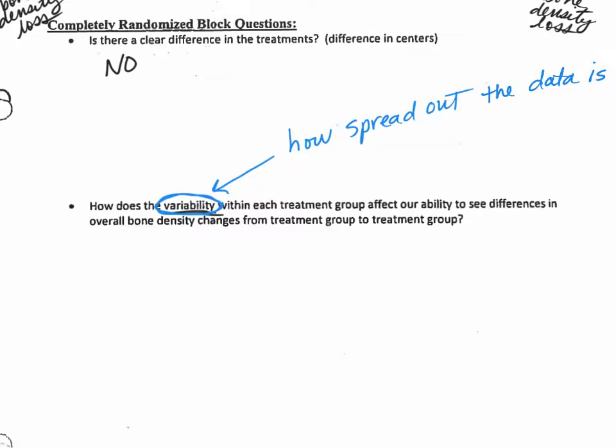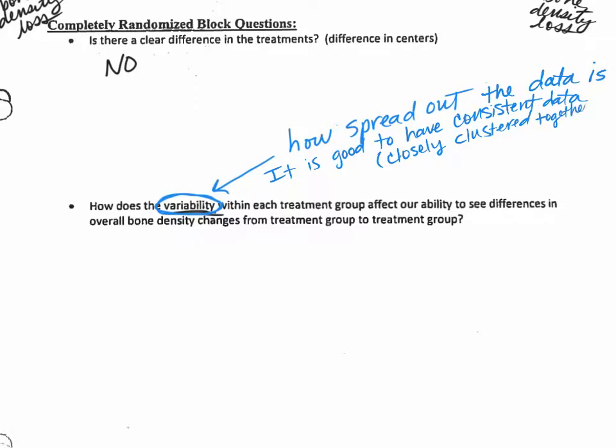It is good to have consistent data. How would consistent data look? Good. Closely clustered together. And do you remember whenever we did our random rectangle activity? We talked about that. And we had the strata ones, and all of our numbers were in the same area. So we talked about that variability. Okay, so closely clustered together as opposed to being really far spread out.